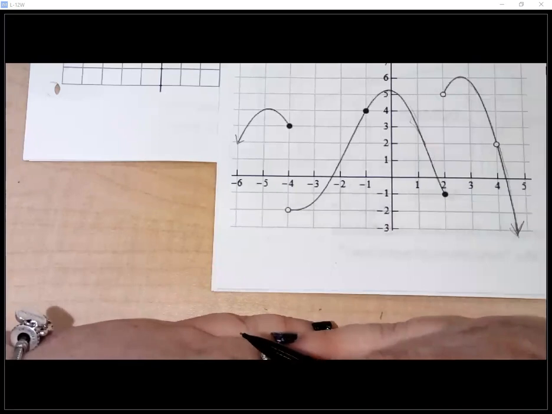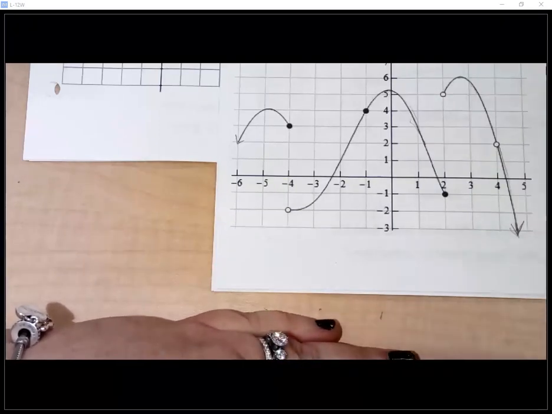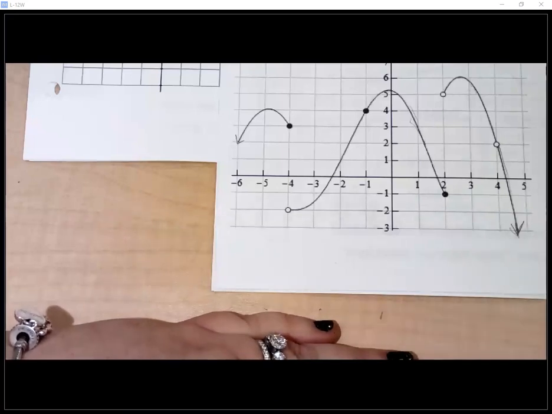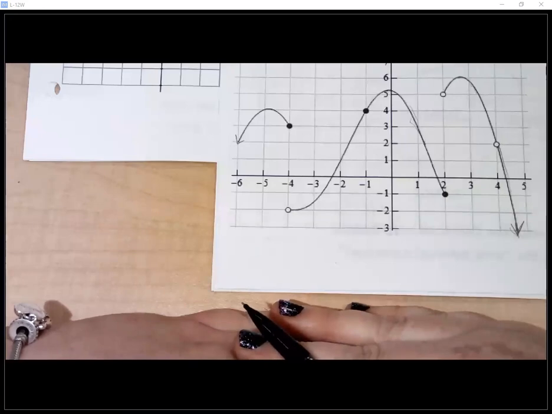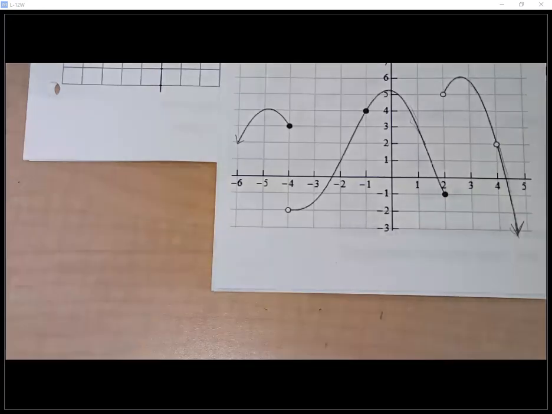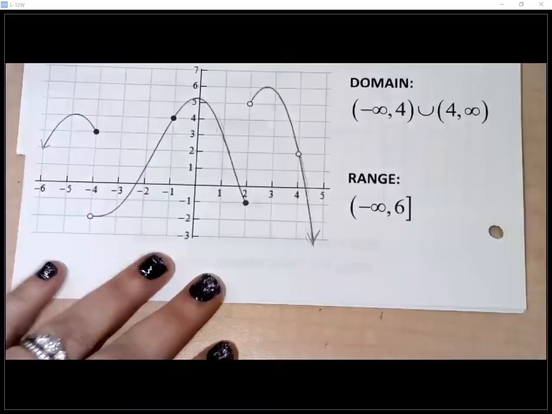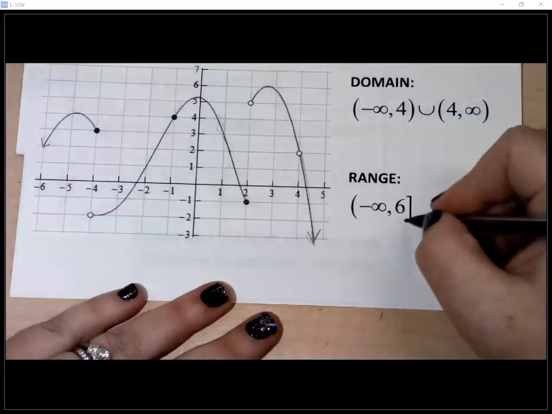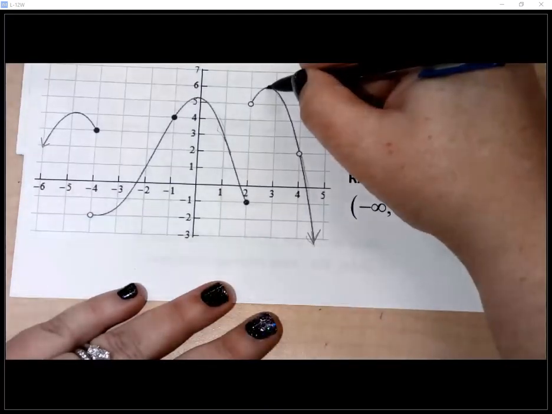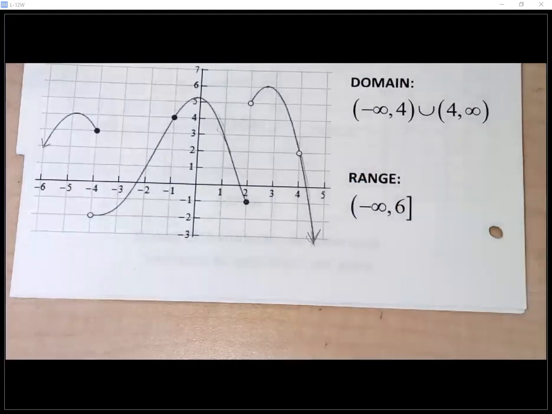So what does that mean for my range? I'm coming from negative infinity, and I have values all the way up until positive 6. But that's where it stops for me. I can't go any further than that. So that's what it looks like. Now, why is it a closed bracket right here? Because I do have a value for 6. It's closed there. There's no open hole. I have a value at 6. So I would use that bracket.